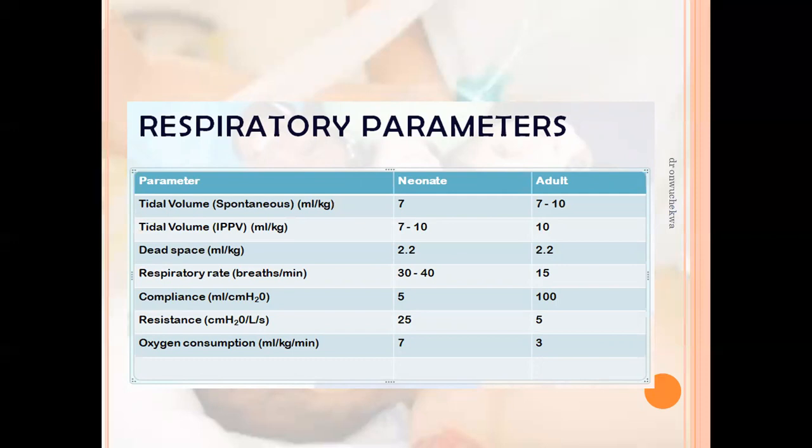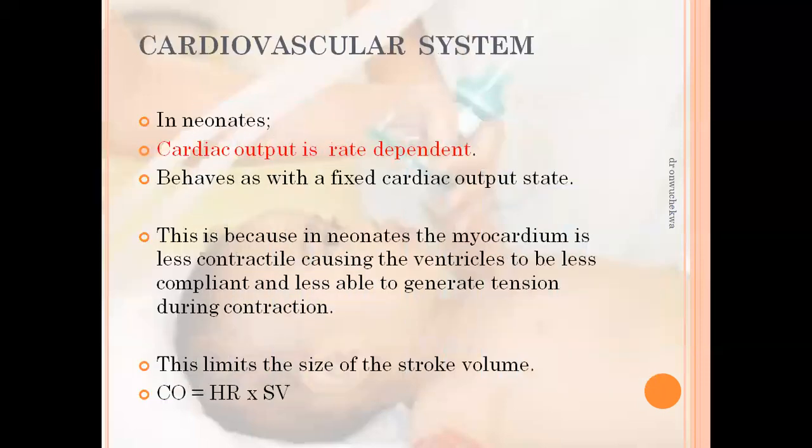What you have noted here is the respiratory rate, the compliance, and the oxygen consumption. The respiratory rate here shows that the neonates have about 30 to 40 cycles per minute as compared to the adults with 15 cycles per minute. Also, the lung compliance is very reduced in the neonates, about 5 mL per centimeter of water, as compared to the adults who have about 40. Oxygen consumption is also markedly elevated in the neonate.